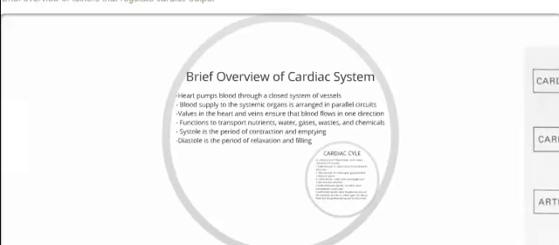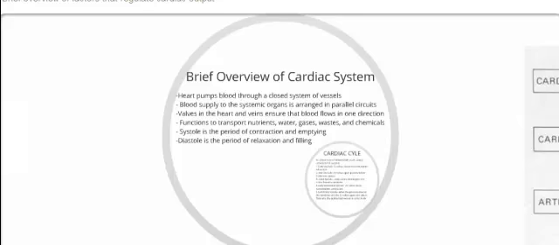So first we're going to give a brief overview of the cardiac system and the cardiac cycle. The heart pumps blood through a closed system of vessels. This blood then supplies systemic organs, and this is all arranged in a parallel circuit. Valves in the heart and veins ensure that blood flows in only one direction. The function of this system is to transport nutrients, water, gases, waste, and chemicals throughout our body.